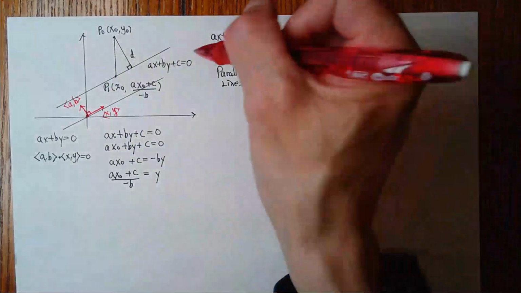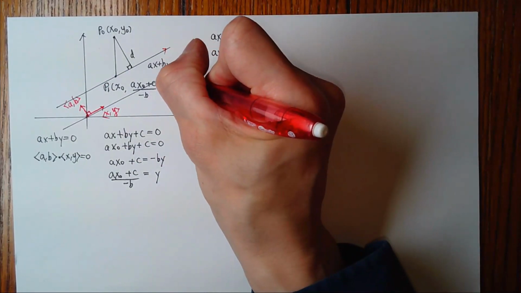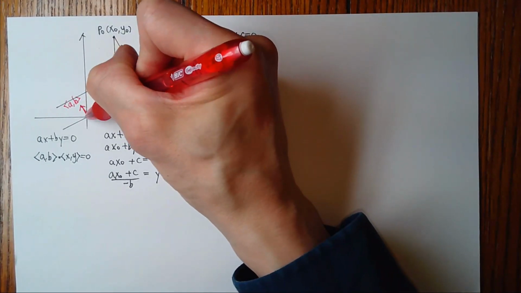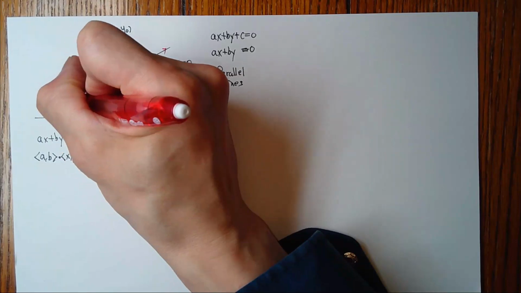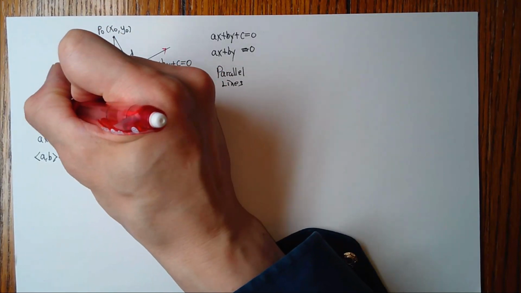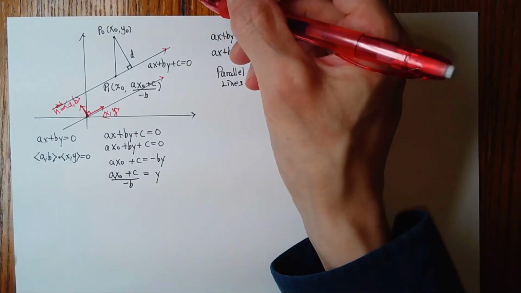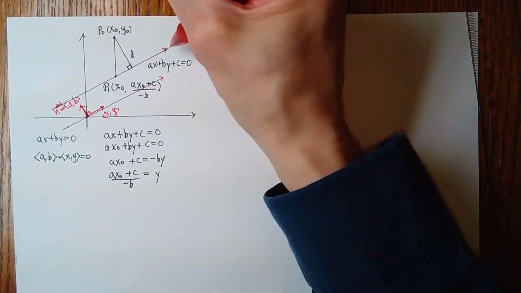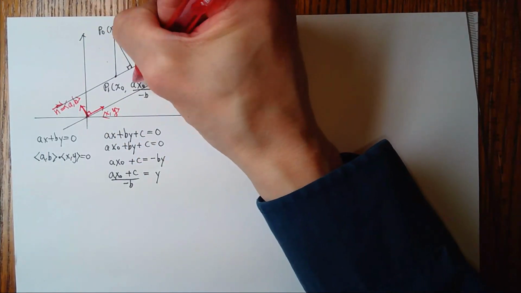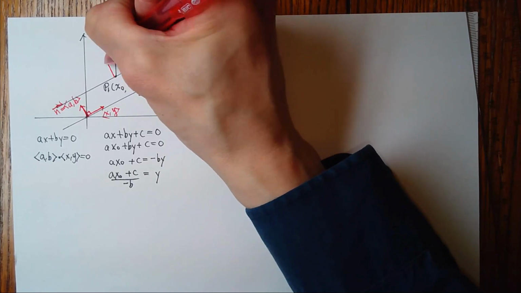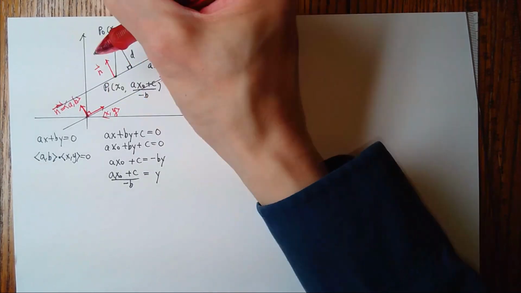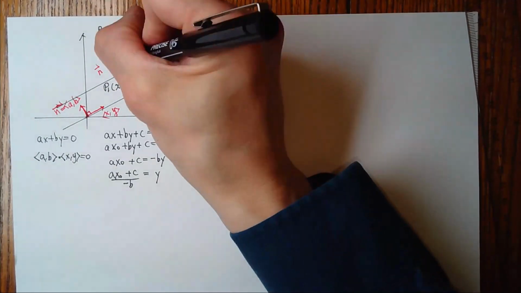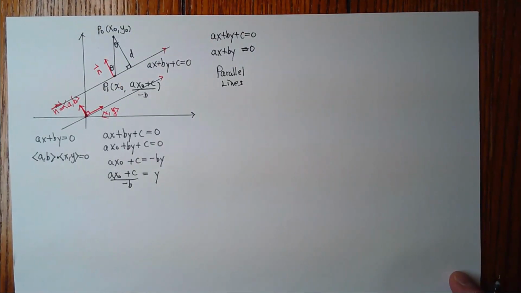But remember, these two lines are parallel. So let me call this the normal vector n. This vector AB will be perpendicular to this line as well because these two lines are parallel. So let me call this the normal vector n. If this is the angle theta, this one will be angle theta. All right?